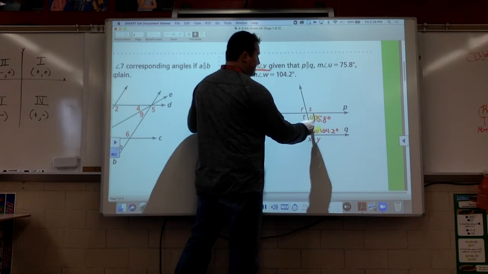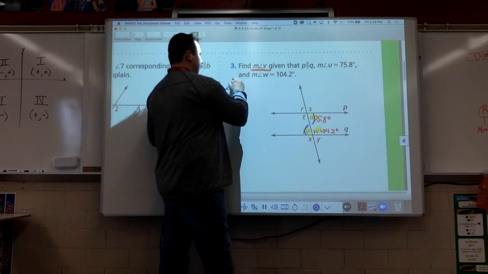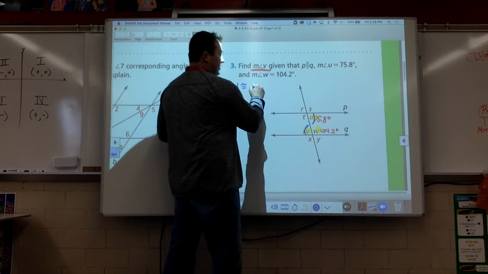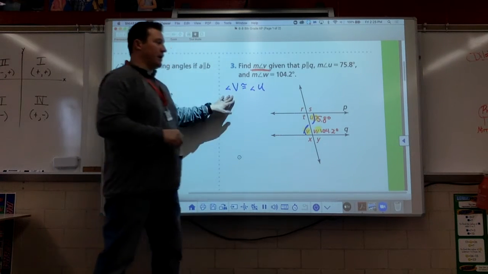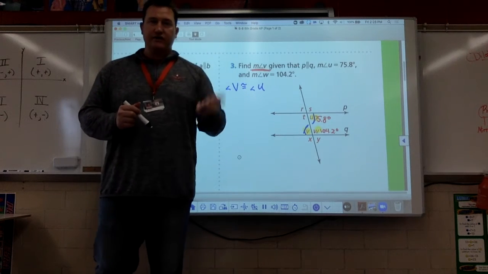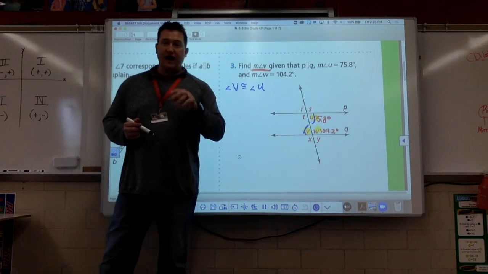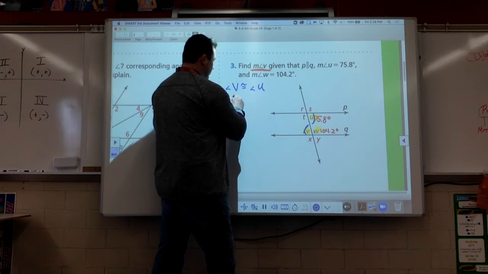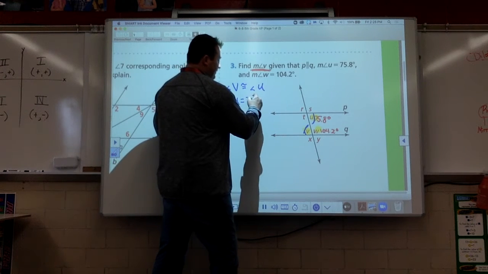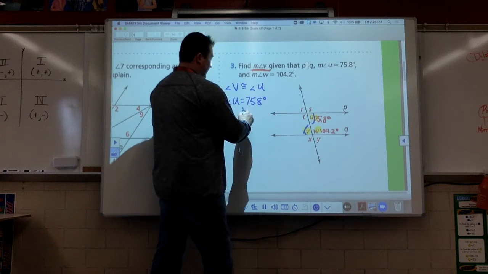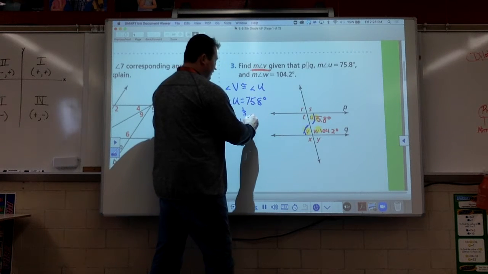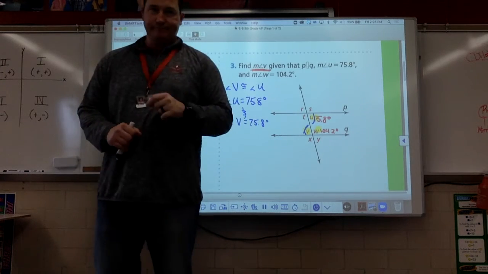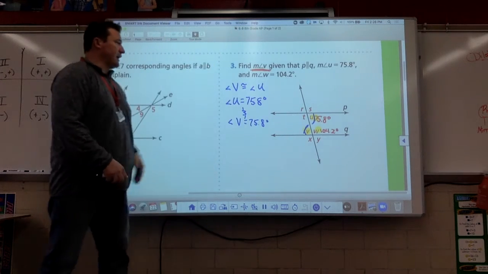Same side interior, right? Angle V is equal, congruent now, to angle U, right? Those are alternate interiors, right? Therefore, angle U is 75.8, and that means the angle we're trying to find, angle V, is also 75.8, okay? So there we go. That gets us this far.